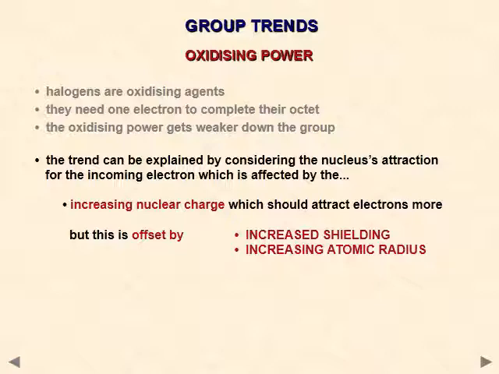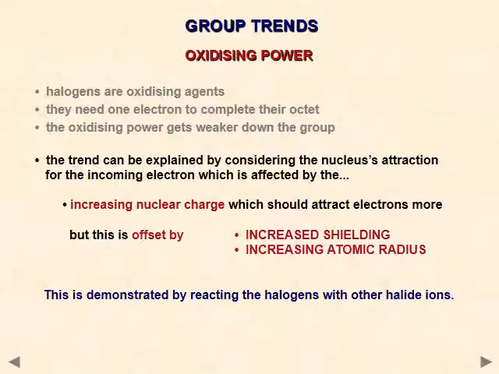Or it is the strongest oxidizing agent of the whole group 17. It has the highest ability to gain electrons and to make other elements oxidized, and it can easily be reduced. So again, the same factors that affect this oxidizing power are increased shielding effect and increased atomic radius. So down the group, due to these factors, oxidizing power decreases.